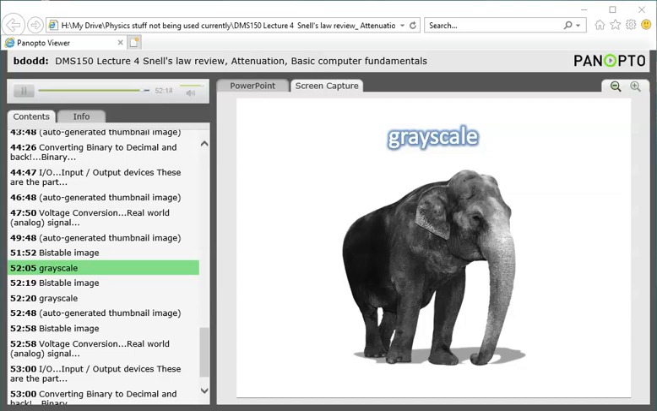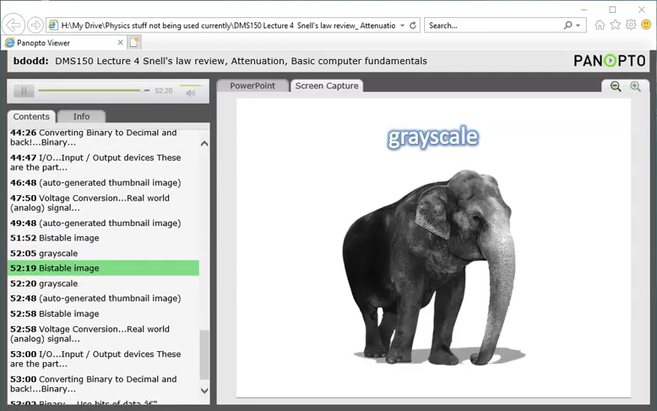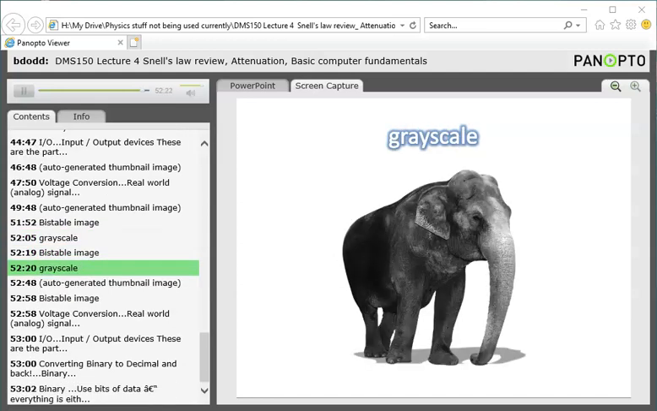Do you show the image? It's pretty similar. I don't know.